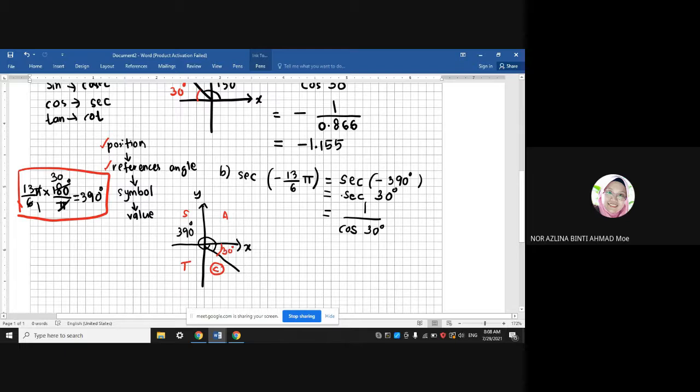Ada positif atau negatif tak depan dia? Tak ada sebab cos adalah positif pada kuadran keempat. Kenapa cos sedangkan ini secant? Sebab secant adalah 1 over cos. So cos 30 kita substitute. Okay, simbol dah sudah. Sekarang kita dah tahu simbol. Kemudian kita gantikan nilai cos 30 equal to 0.866. So final answer is 1.155.